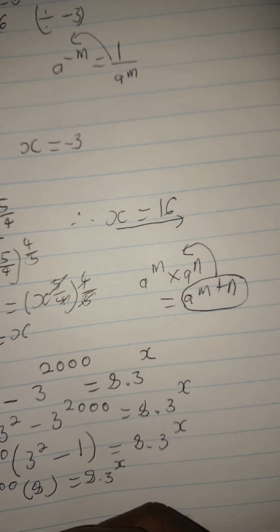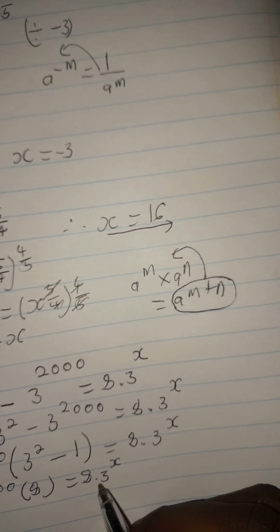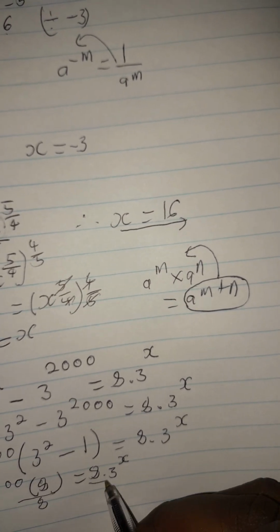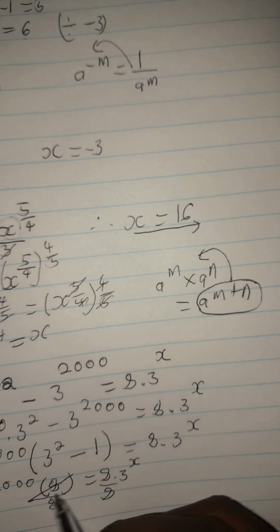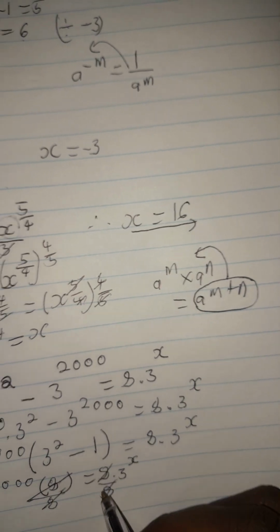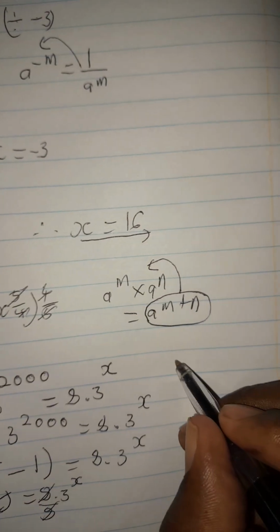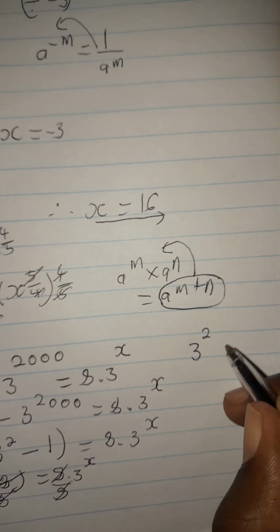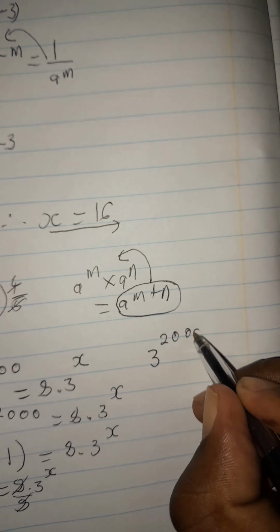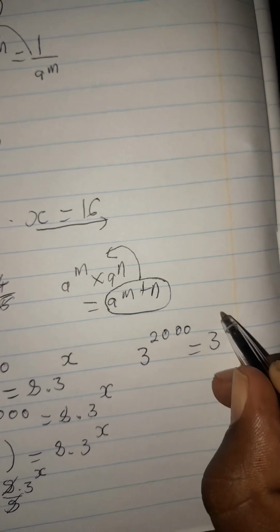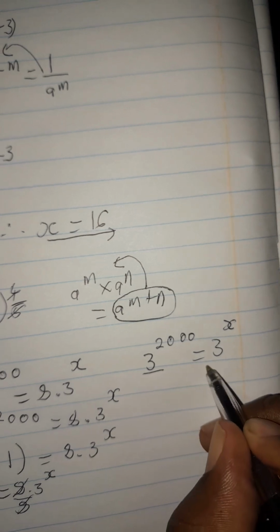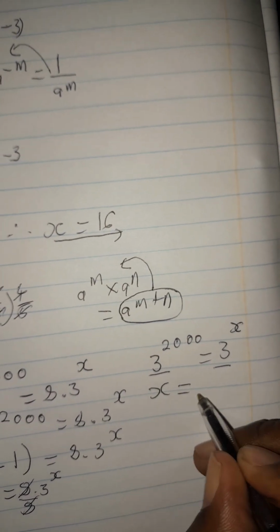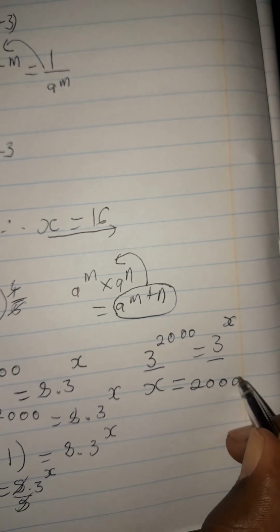Then to make life easier, we could divide both sides by 8. Then this and this get rid of each other. What are we left with? We are left with 3 to the power of 2000 which is equal to 3 to the power of x. We can see that the bases now are the same. So we drop the bases, meaning that x is equal to 2000.